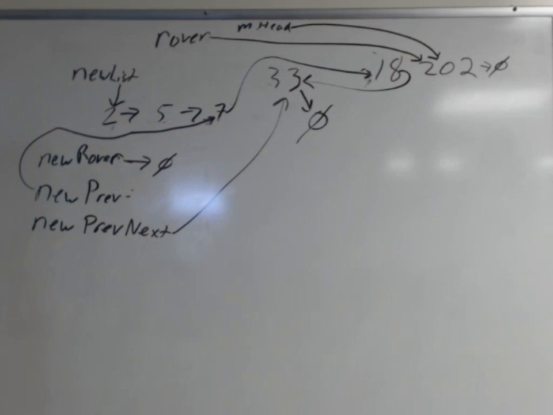All right, how are we doing? Doing good? All right, we got one last iteration. Is rover null? Oh, you have a question?